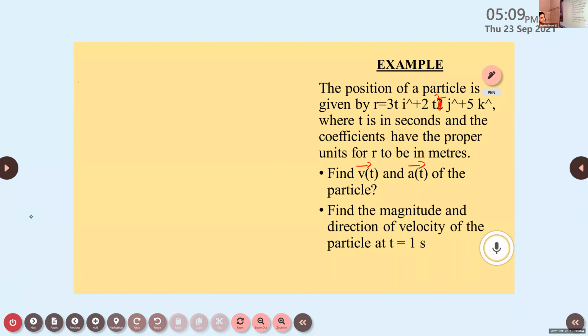Position of a particle is given by r is equal to 3t i cap plus 2t square j cap plus 5k cap, where t is in seconds and the coefficients have their proper units and r is measured in meters. Find v of t and a of t of the particle.